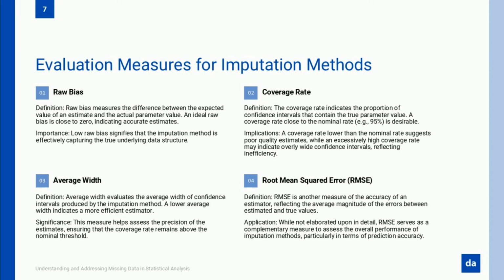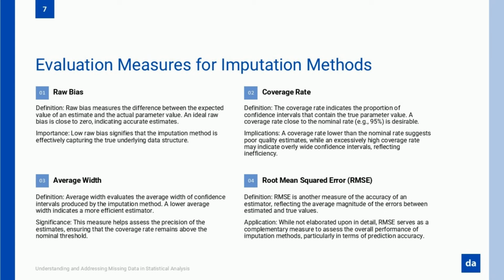Coverage rate evaluates how well the confidence intervals generated by the imputation method capture the true parameter values. Think of it like shooting arrows at a target. A high coverage rate means most of our arrows land inside the bullseye. Our confidence intervals include the true value.